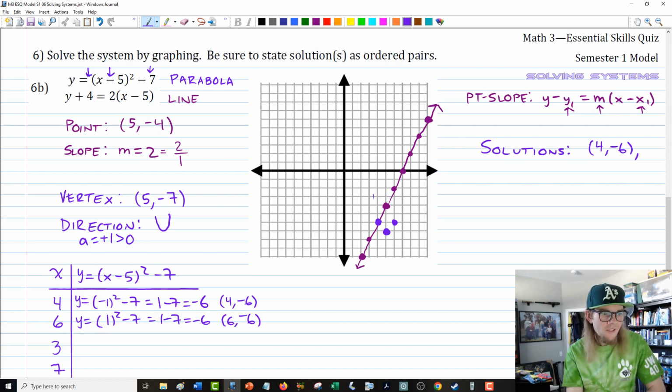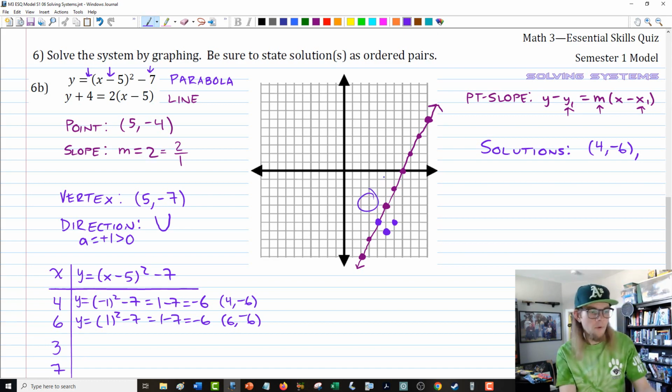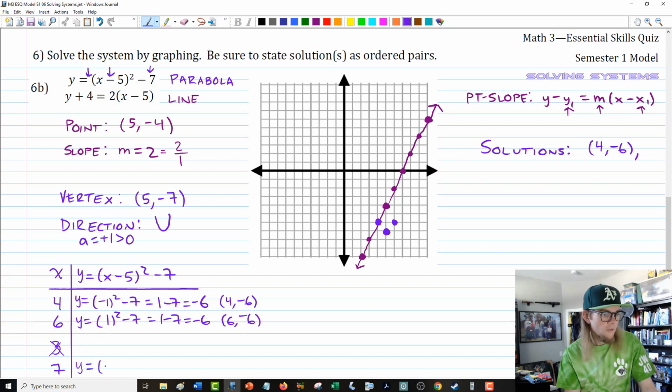I can tell it's not going to intersect at 3. That just isn't going to happen, we can tell. But at the same time, we can go over here and take a look and see where it's actually going to pop over. So if we plug in 3, we're going to get the same value as if we plug in 7. So let's not plug in 3. Let's just plug in 7, and then we'll use symmetry to get the other point. So if we plug in 7, we're going to get y equals 7 minus 5, squared, minus 7. That's going to be 2 squared, or 4, minus 7, which is negative 3.